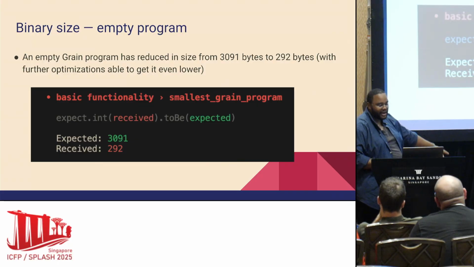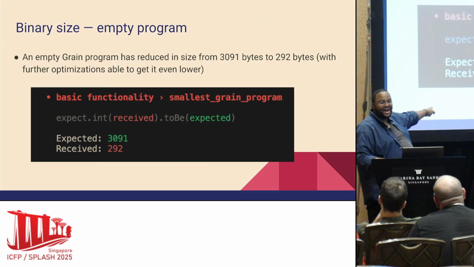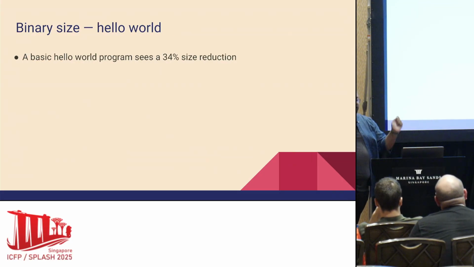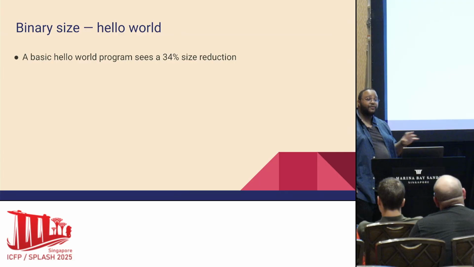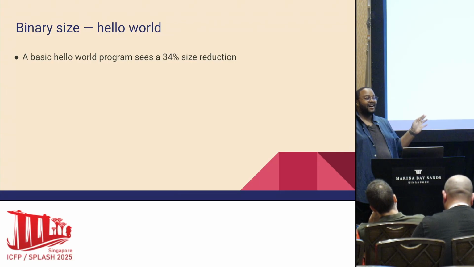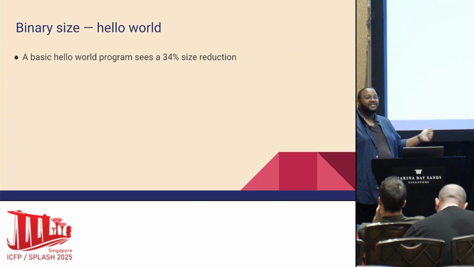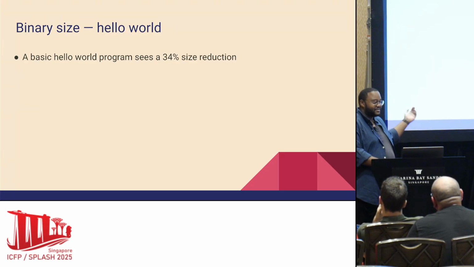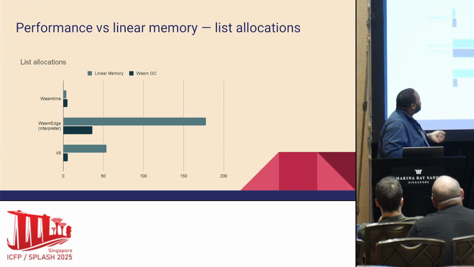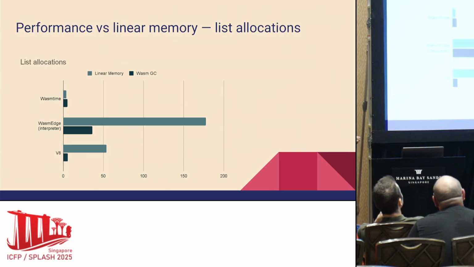That made me very happy. Could I have written a better compiler? Yes, but I'm happy the optimizer did it for me. For a Hello World program, we saw a 34% size reduction on that. So that is, we don't have our reference counting implementation in the module anymore. So it's a lot smaller. That's awesome. And then talking about performance, for list allocations, something that's pretty important to us.